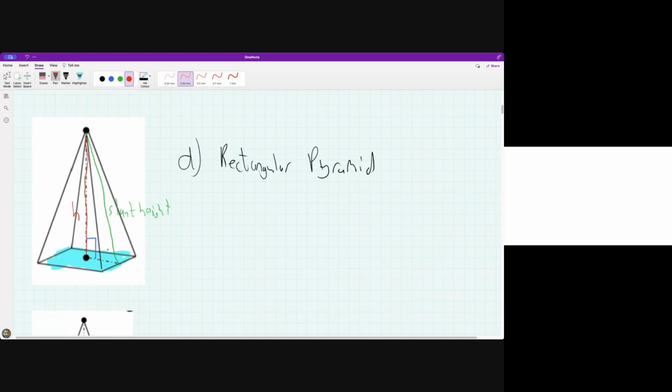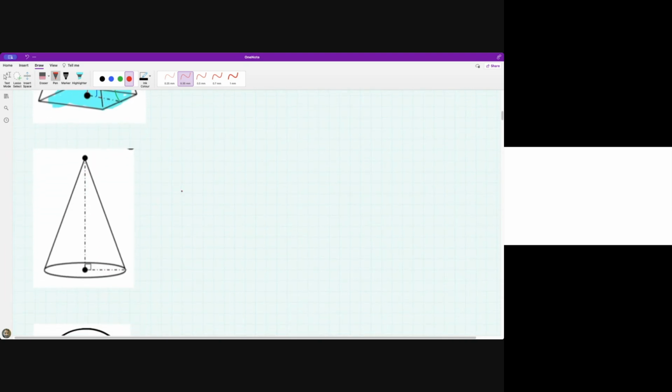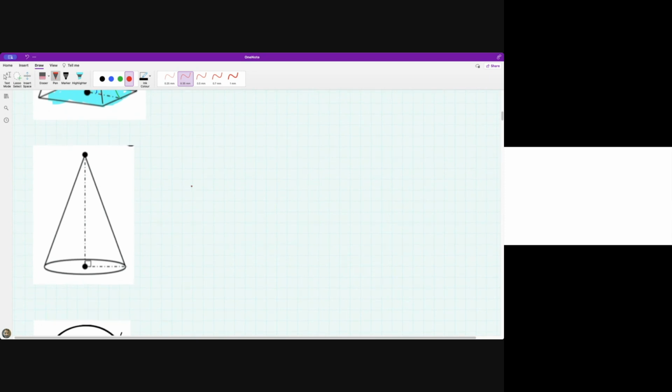Okay, and so for this shape, it's a bit more tricky. We seem to have 4 triangles on the outside and then a rectangle at the bottom. So we're going to have to think about that for surface area and volume and how that works. What shape is this?